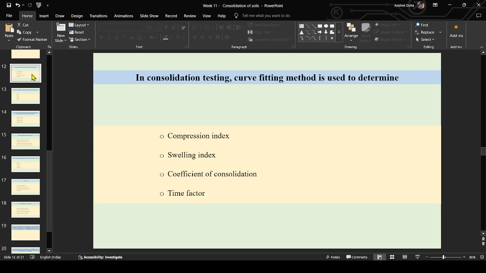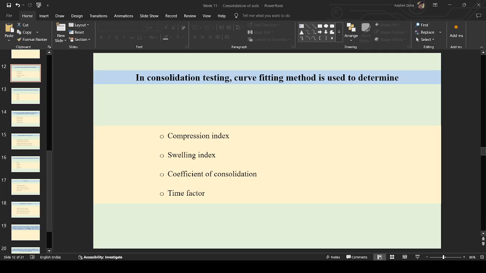I repeat the question. In consolidation testing, curve fitting method is used to determine. First option, compression index. Second option, swelling index. Third option, coefficient of consolidation. Last option is time factor. Okay. Next question.